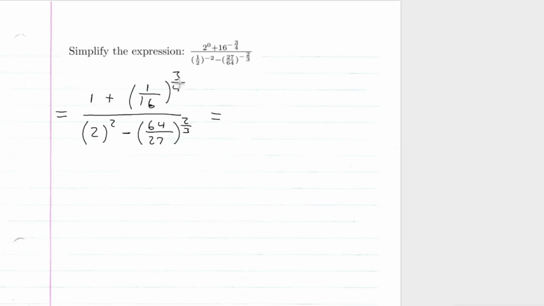Okay, so now what we're going to do is use another rule of exponents to get rid of this fractional exponent, right? So this is going to be 1 plus, this will be 1 over 16 raised to the 1/4 cubed, because whenever you have a number raised to a power raised to a power, you multiply the powers. And of course, 1/4 times 3 is 3/4. And then 2 squared is 4.